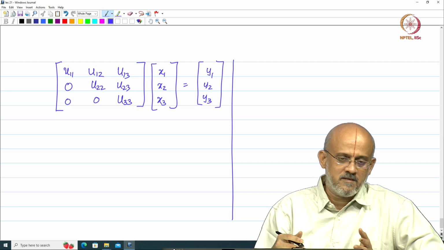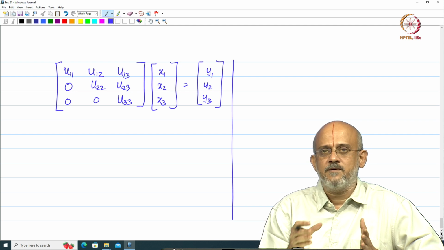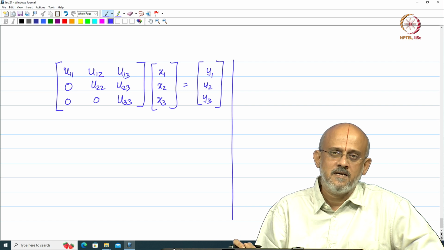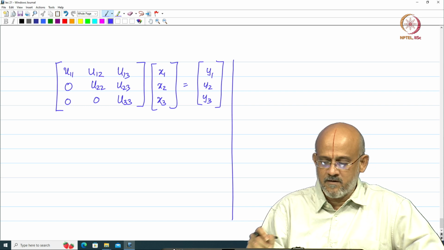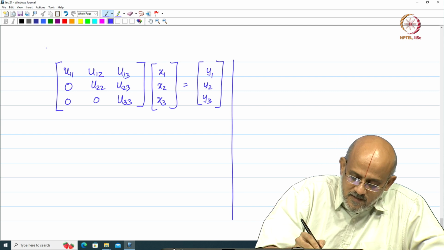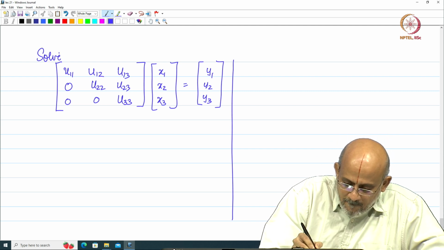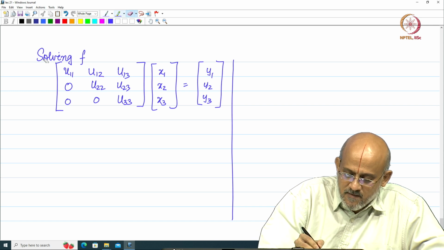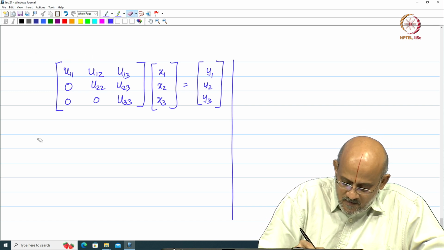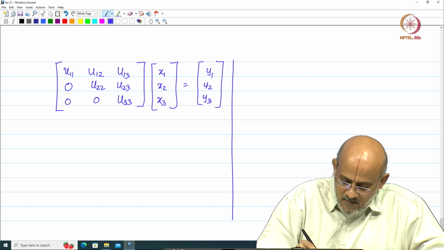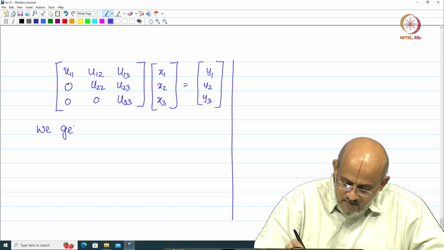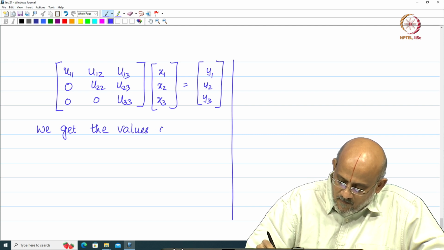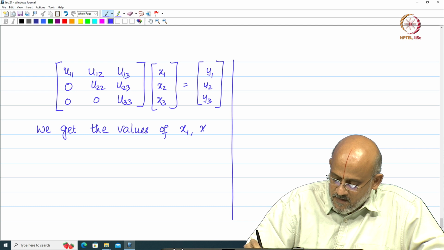And one of the ways that we try to do is we basically try to decompose the matrix A to be equal to a product of a lower triangular matrix and an upper triangular matrix to get the values of x1, x2, x3. So, solving for x1, x2, x3. So, we basically get the values of x1, x2, x3 by back substitution.